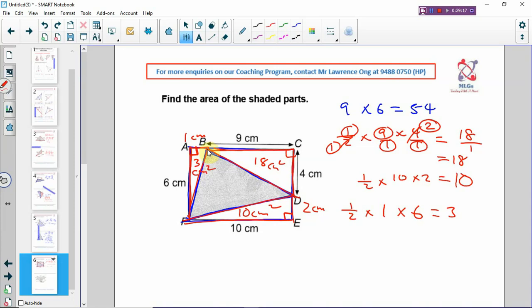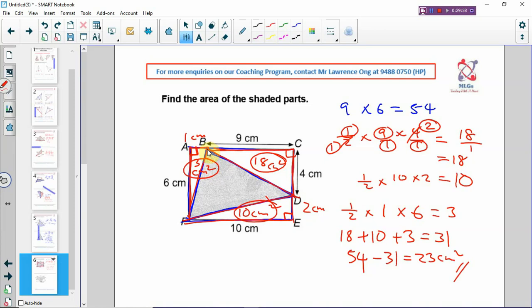Then how do you find the shaded? You add up all the unshaded, right? 18 plus 10 and then plus 3. You will get 31 cm square. Then you take the whole rectangle area, which is your 54 cm square, and minus all the triangles that you don't want, all the white color triangles. So 54 minus 31, and you will get 23 cm square, which is the shaded part that you want.